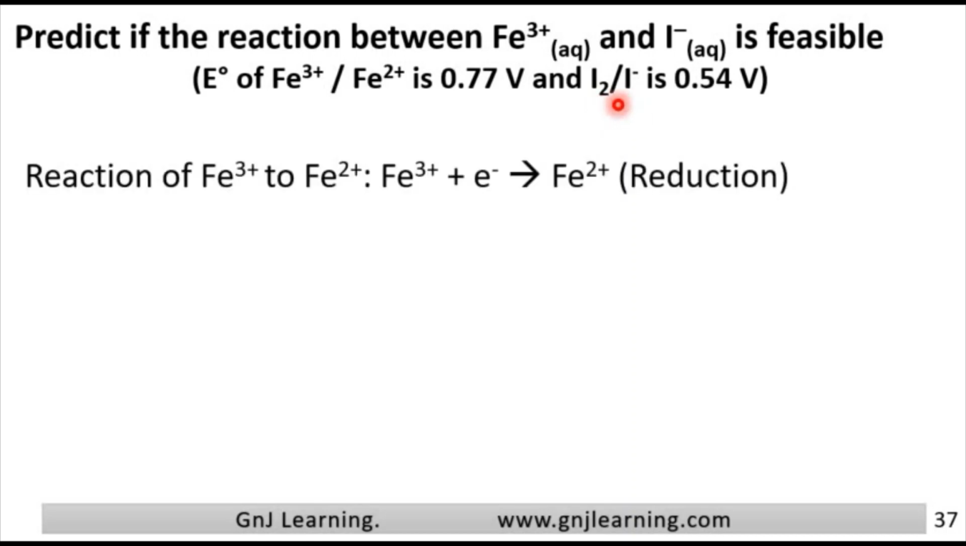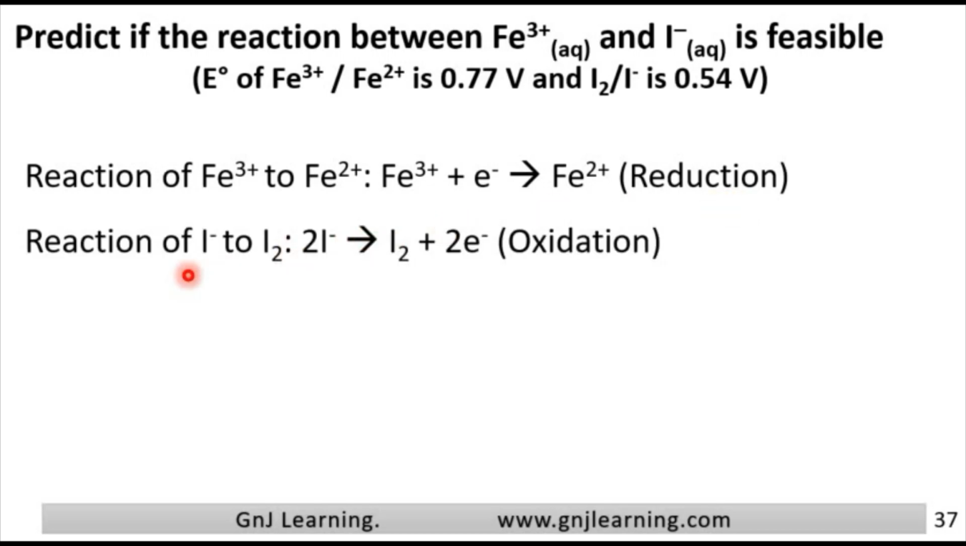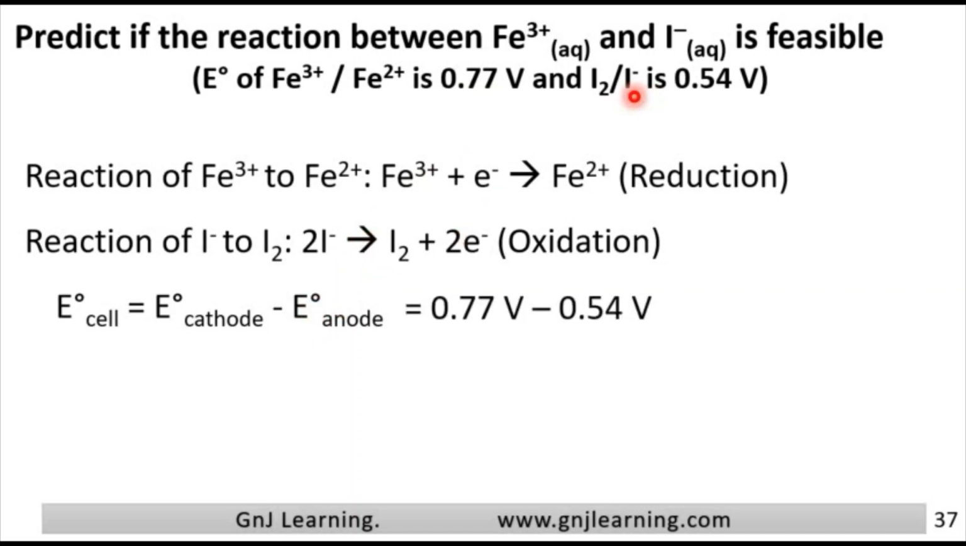So let's see the reaction. In the reaction of Fe3 plus to Fe2 plus, Fe3 plus accepts one electron and gets reduced to Fe2 plus. So this is the reduction reaction and is the cathode. Whereas the reaction on the other electrode is 2I minus to I2, leaving 2 electrons, and it is oxidation, and this reaction belongs to the anode. What is E0 cell? E0 cathode minus E0 anode. Substituting the values, the value of cathode is given here as 0.77, and the value of anode is 0.54. Substituting the values, we will get 0.23 volt.